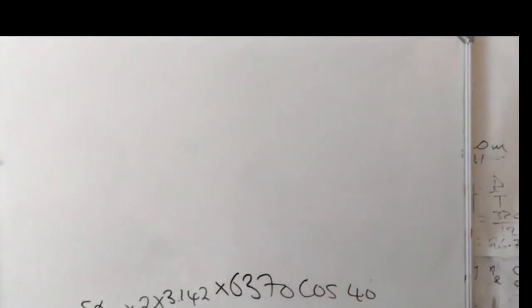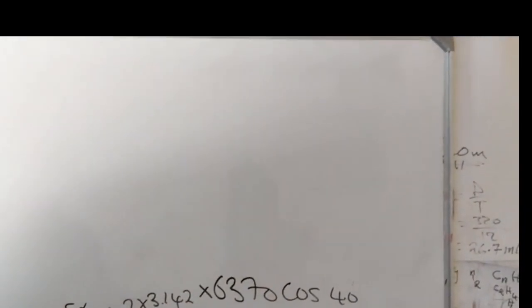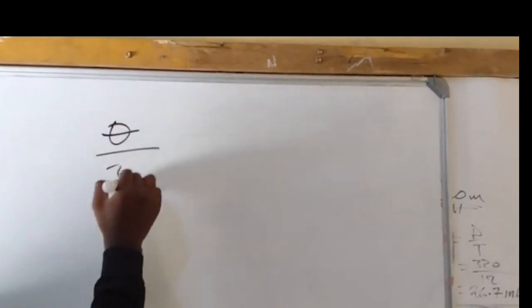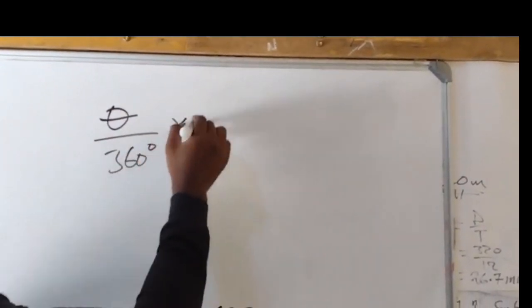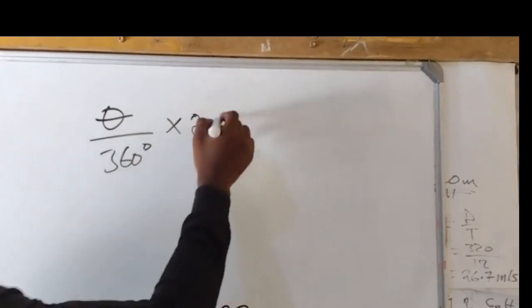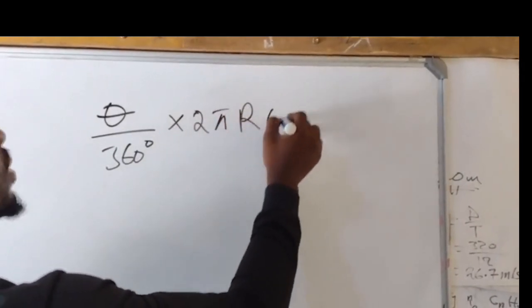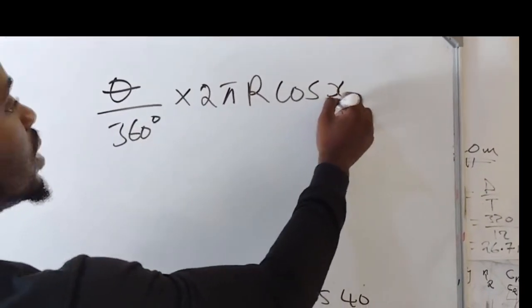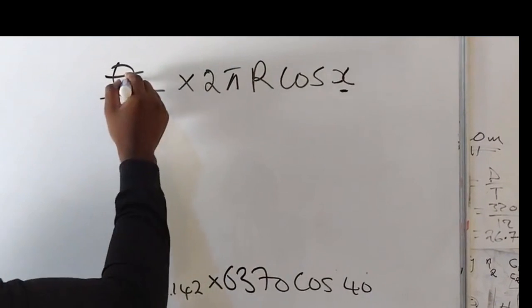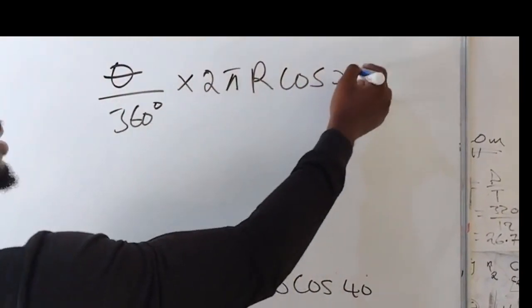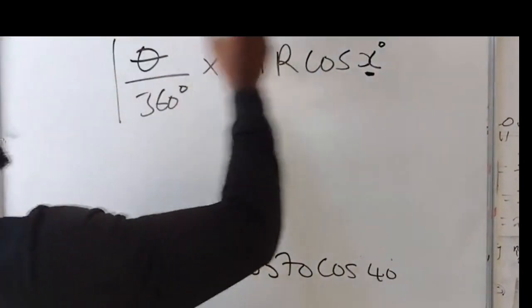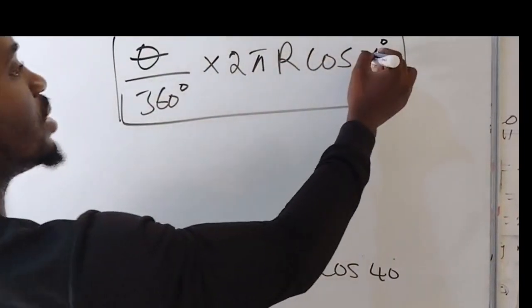Alright, so this is where we are. Now just an emphasis here. I've seen some of you can be confused on the formula there. When you write the formula, you say theta over 360 degrees times 2 pi R cos. Here you can just put x. I'm putting x there so that we create a difference between this theta here and another.